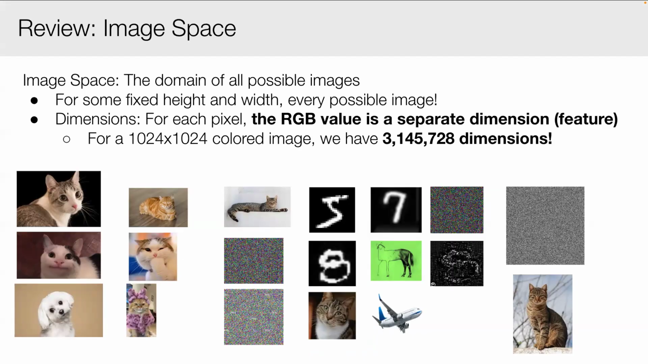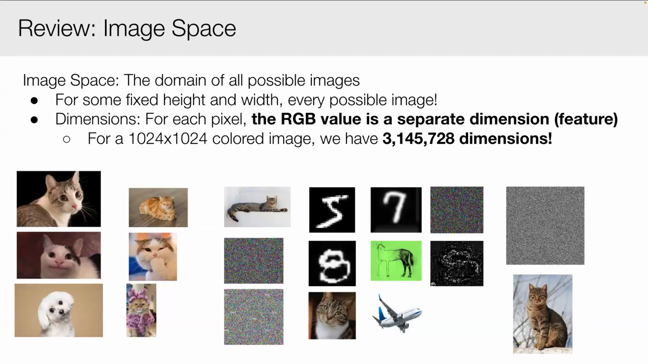So again, when we talk about image generation, we're working in what's called the image space, right? This is the domain of all possible images. Remember with ML, we have features, right? Another term for features is dimension. So for example, if you have three features, you could plot those on a three-dimensional axis. Does that make sense? So again, you could plot your data points in that 3D space.